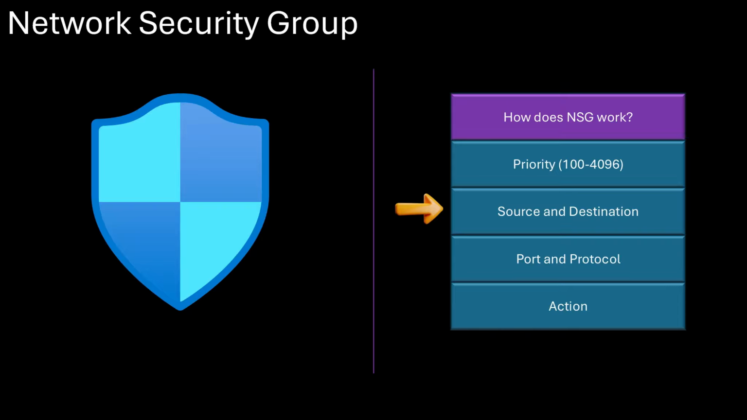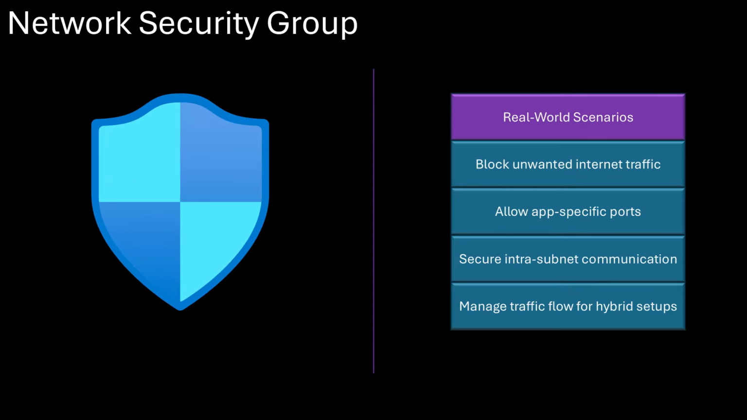You can use IP addresses, ranges, or Azure service tags like Internet or VirtualNetwork. Using security rules, you can control traffic on specific ports and protocols. And in the security rule, you can decide if the traffic is allowed or denied in the form of an action. Let's unpack how NSGs might play out in your Azure setup.